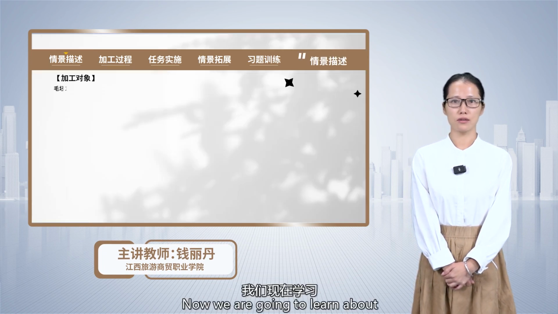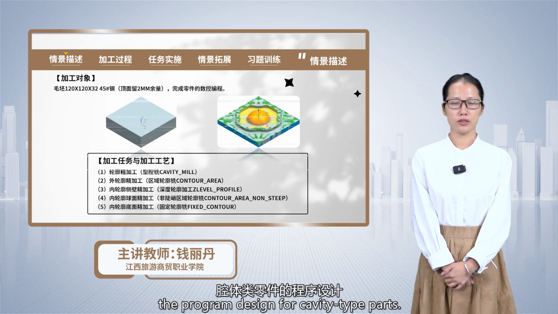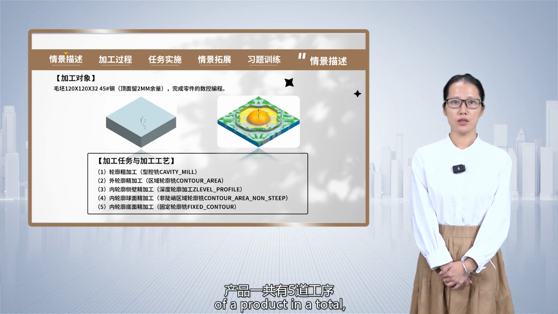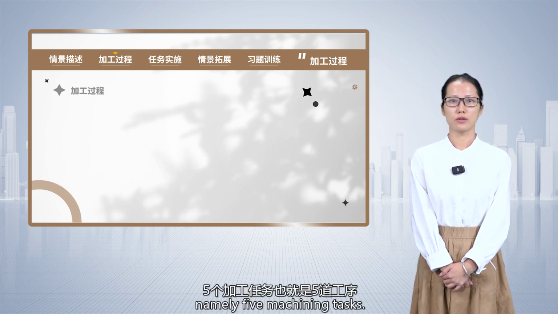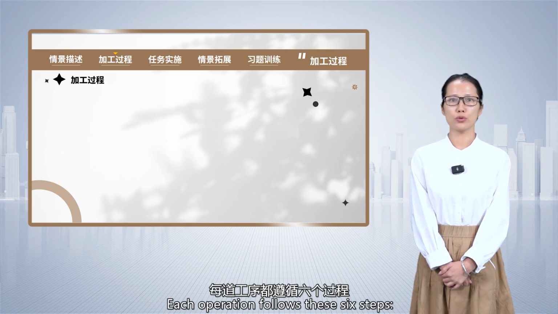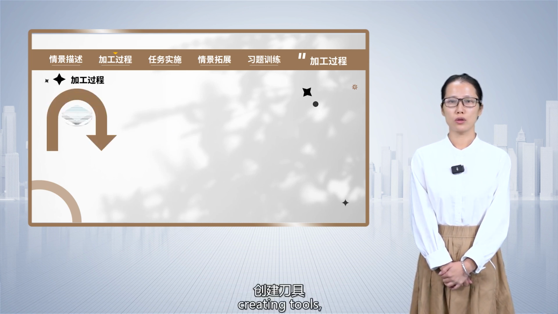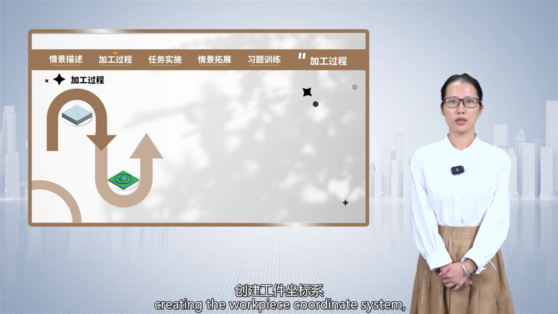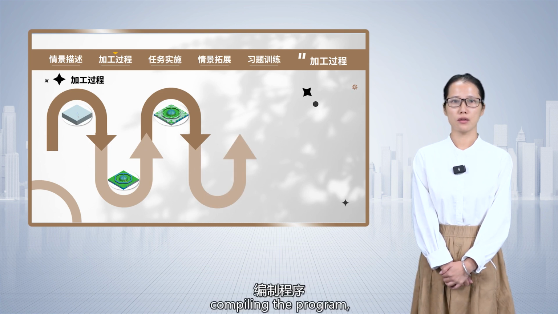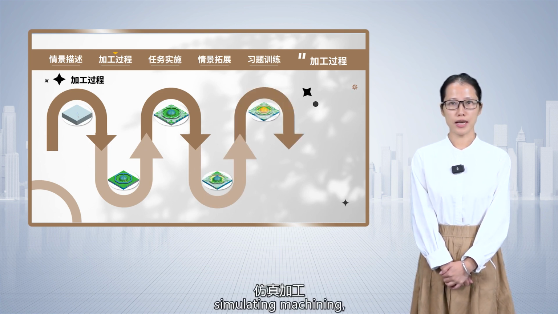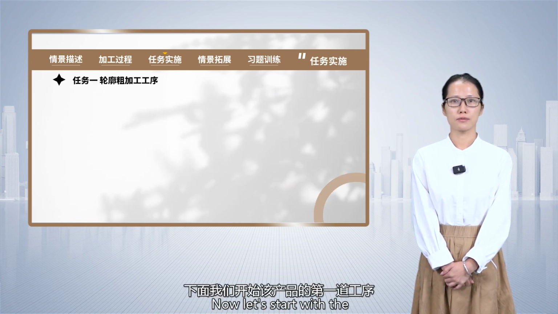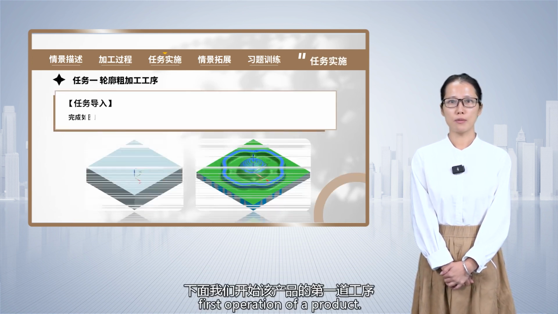Now we are going to learn about the program design for cavity type parts. There are 5 operations for a product in total, namely 5 machining tasks. Each operation follows these 6 steps: creating tools, creating the workpiece coordinate system, creating the blank, compiling the program, simulating machining, and optimizing the program. Now let's start with the first operation of a product.